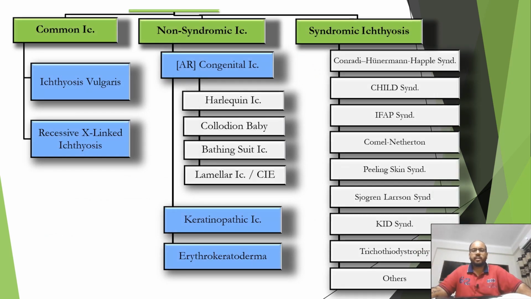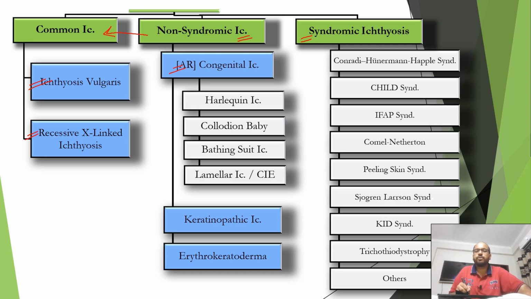So look at this classification system. This is the same system that we had discussed last week while discussing the commoner ones. There we discussed Ichthyosis vulgaris, recessive X-linked ichthyosis, and autosomal recessive congenital ichthyosis. Now it is very important to divide ichthyosiform disorders into non-syndromic and syndromic. A part of non-syndromic is the common ichthyosis, which includes Ichthyosis vulgaris and XLRI.